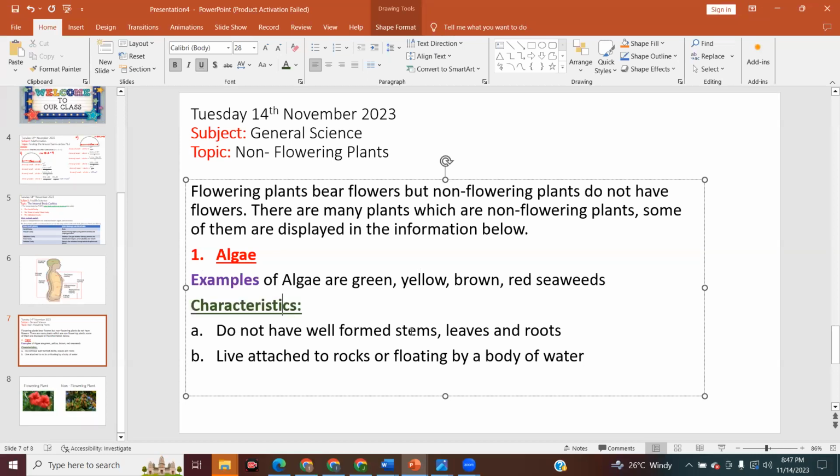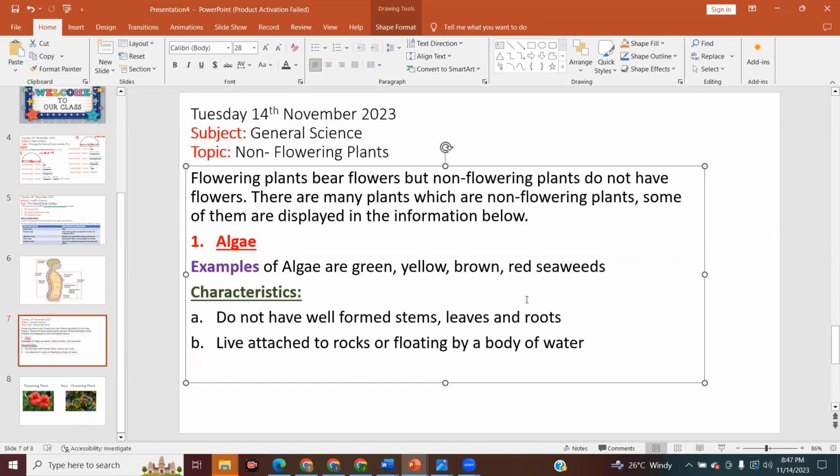So they do not have well-formed stems, leaves, and roots. They live attached to rocks or floating by a body of water. Now, has anyone ever seen algae in real life? Yes, sir. What color are they typically? Green. Green, yeah. So algae, let me give you an example.